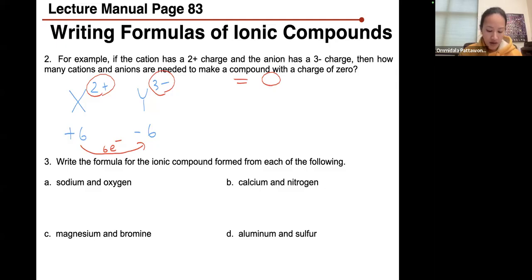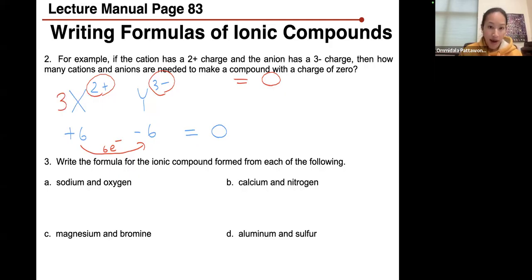Therefore, if you add the number of charges together, +6 added to -6, it would give you 0, which is exactly what we want. Okay, so we want it to be neutral. The next question is, well, we need +6 from X, but each X is only 2 plus. So how many X do we need then? The answer would be 3, right? Because 3 times 2 equals +6.